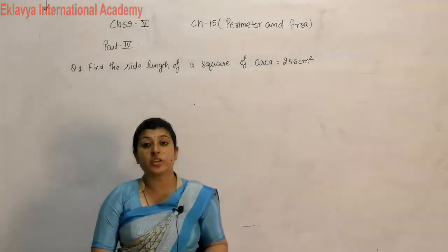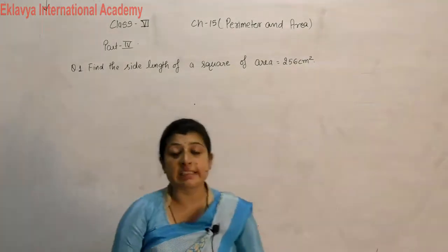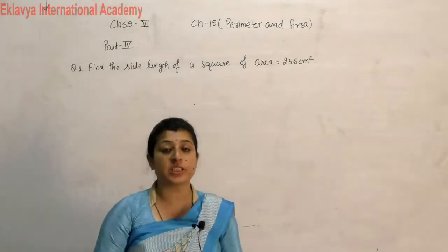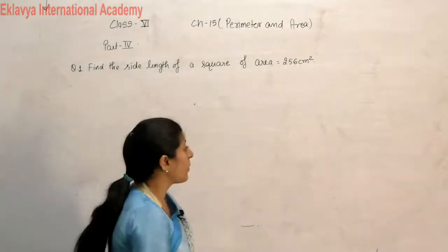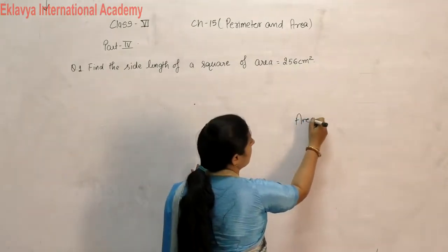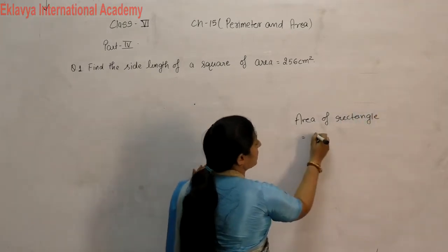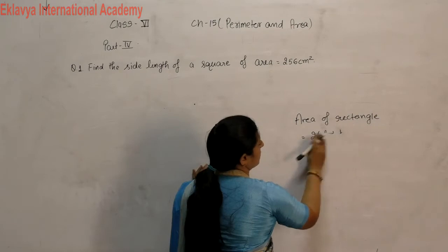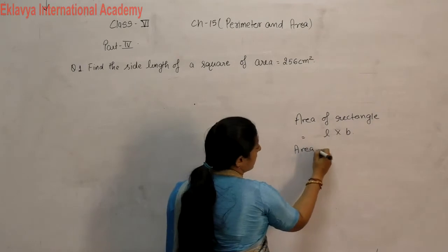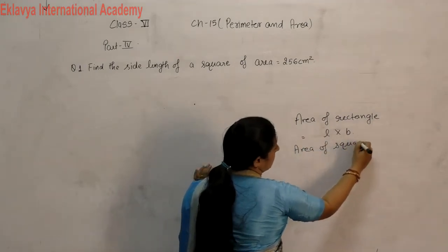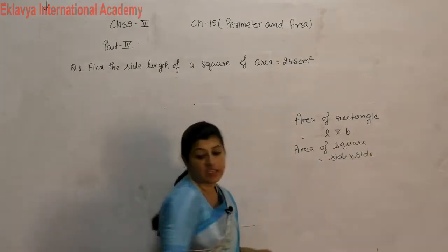Today we will continue our chapter, perimeter and area. Perimeter we already discussed. Now we will solve some questions related to area. Area of rectangle and area of square. We discussed the formula of area of rectangle, that is equal to length multiplied by breadth. Area of square is equal to side multiplied by side. We can say side square.